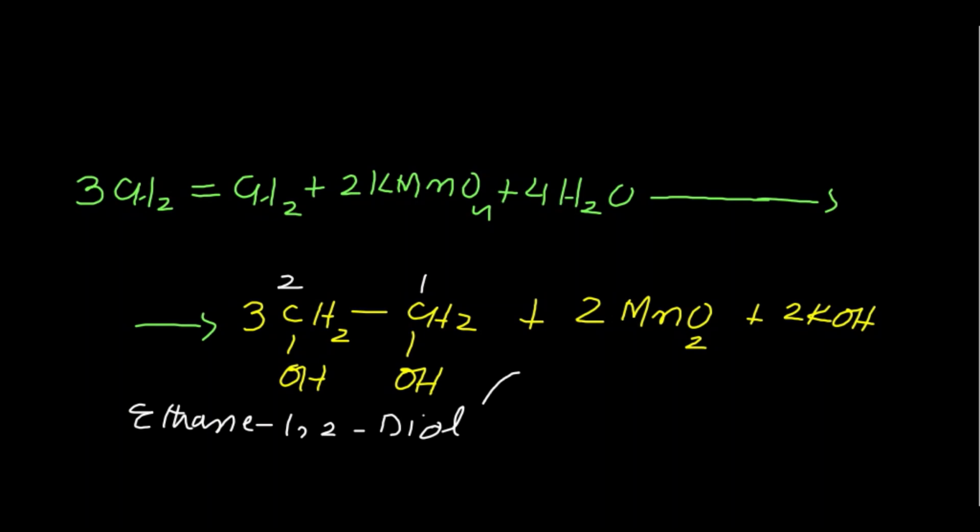Students, here we get ethane 1,2-diol. Commonly this is known as ethylene glycol. The common name of this molecule is ethylene glycol. This is ethylene glycol, and usually ethylene glycol is used as antifreeze in car radiators.